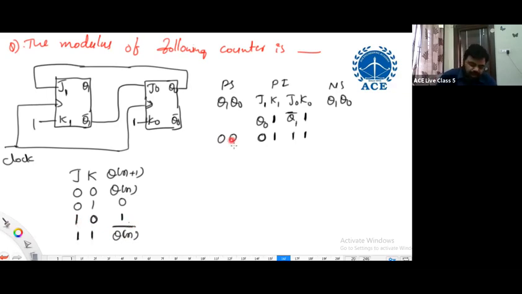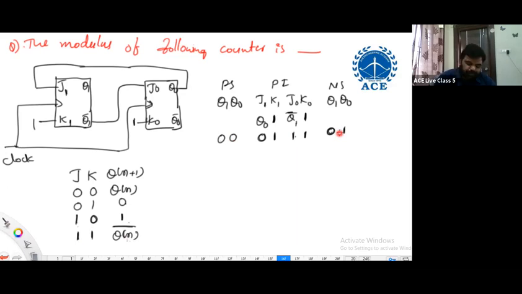Yes. Start with 0, 0. Then we get the inputs. J1, K1 is 0, 1. What is the next state of Q1? For 0, 1 the next state is 0, irrespective of the present state. J0, K0 is 1, 1. Then what should I do? Complement of the present state. So J0, K0 is 1, 1, and Q0 is presently 0. What is the next state? Complement of that. Any questions?